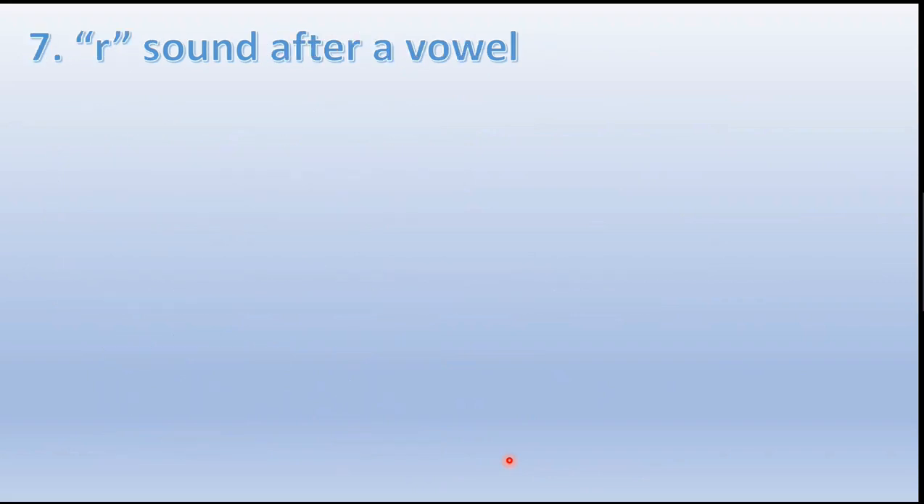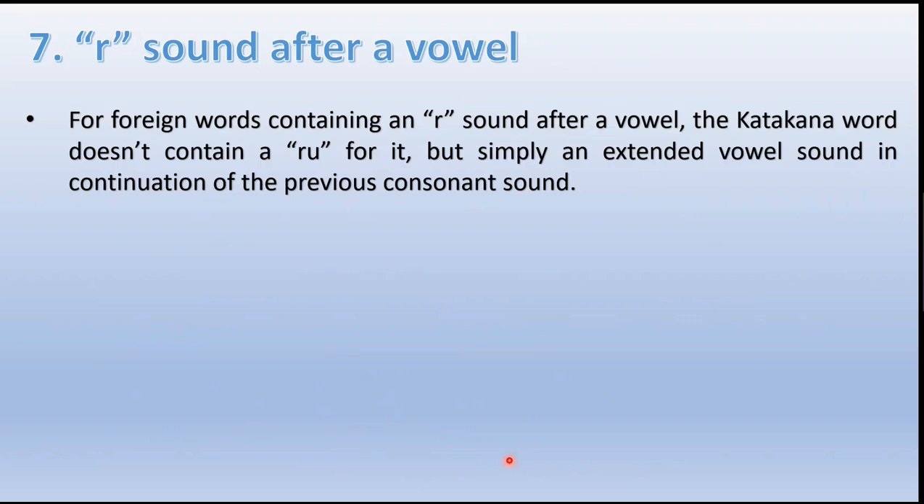The next rule is the R sound after a vowel. So this is very, very important. The R sound after a vowel. For foreign words containing an R sound after a vowel, the katakana word doesn't contain a ru for it. So as we know, there needs to be a vowel after each consonant in Japanese.